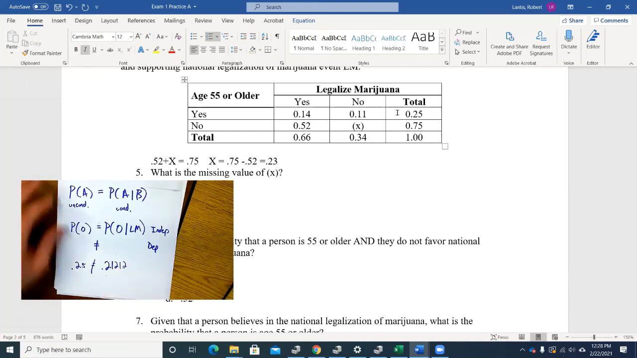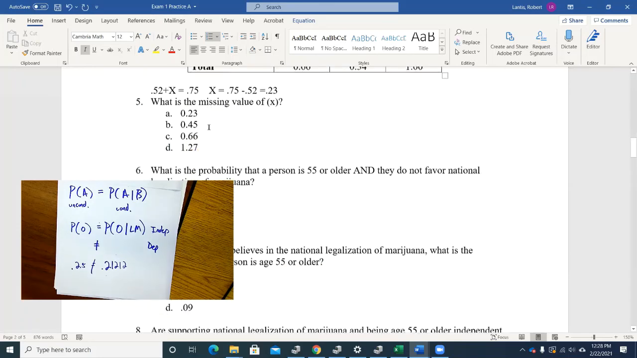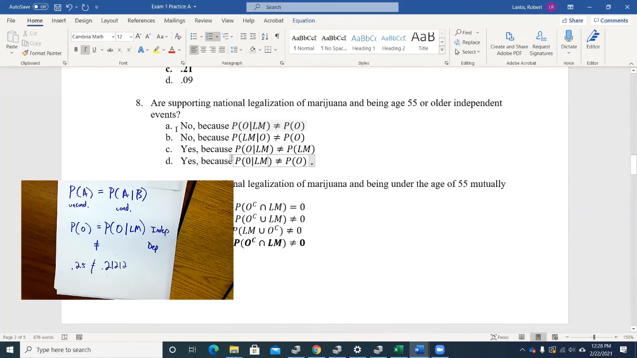They're not the same value, so we say no, they're not independent, because this conditional probability of O is not equal to the unconditional probability of O, or being older than 55. Okay? So this is a situation where we can use some of the previous work we did to save us a little bit of time as we're working through this exam.